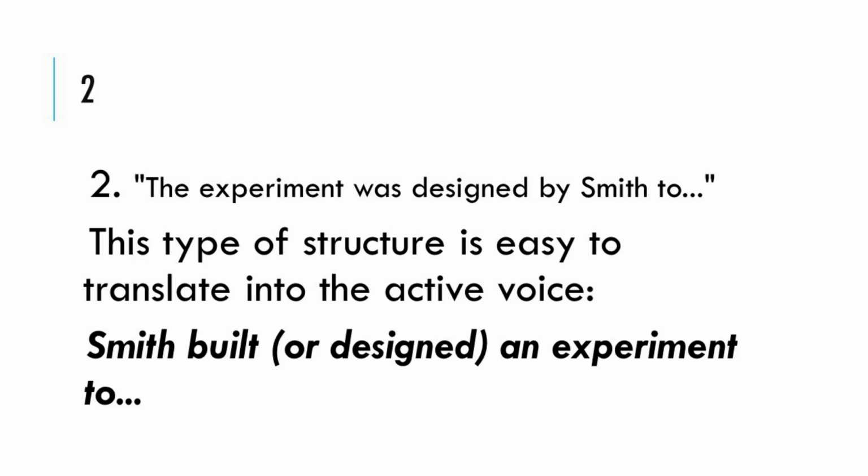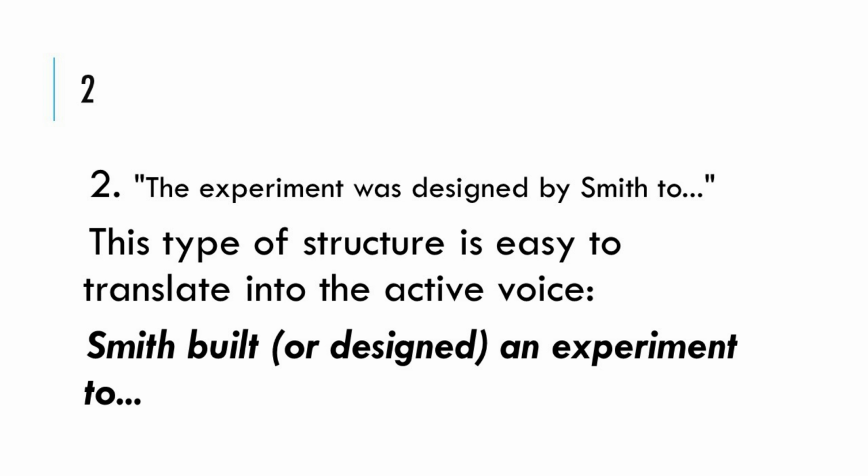Okay. So next, the experiment was designed by Smith. So again, the subject of the sentence here is the experiment. This is passive. This is bad. This is a very, very bad way to start. This type of structure is easy to translate into active voice. We could say Smith built or designed an experiment to do something. In that way, we're putting Smith as the subject of the sentence, and we're saying what Smith did to something, and not what happened to Smith, or not what happened to his experiment.